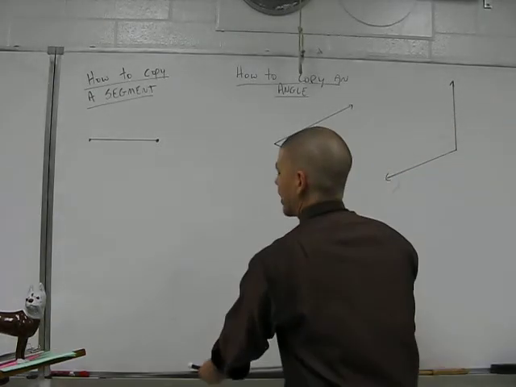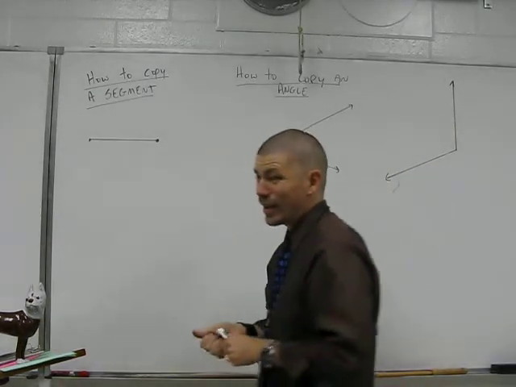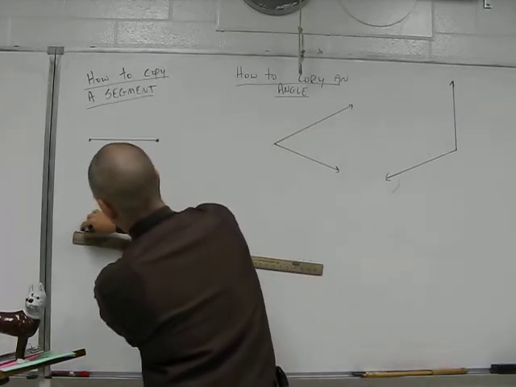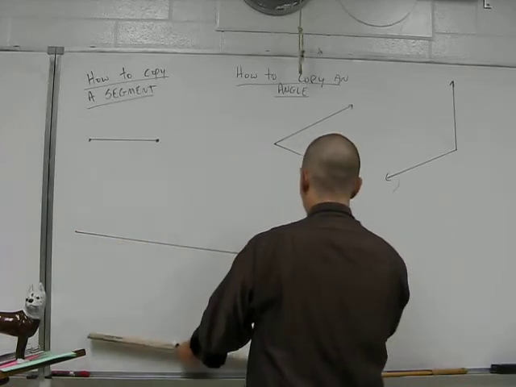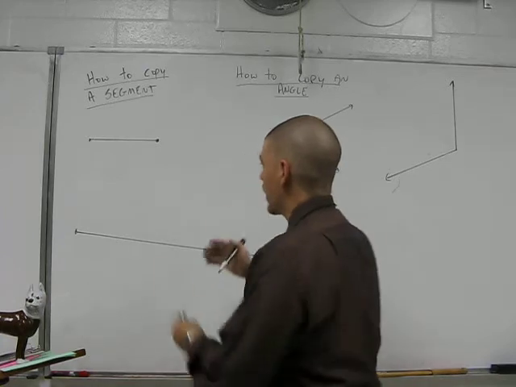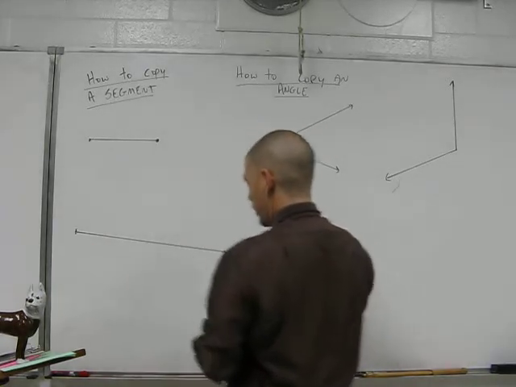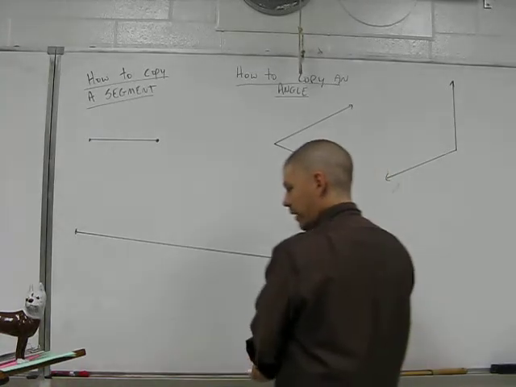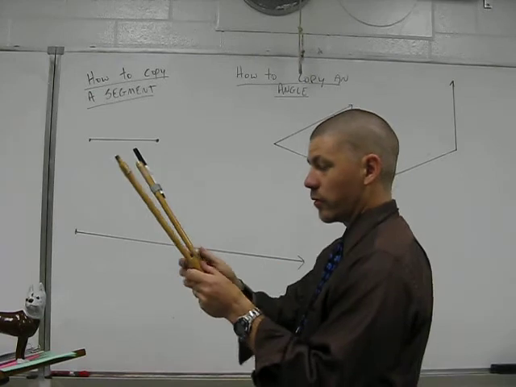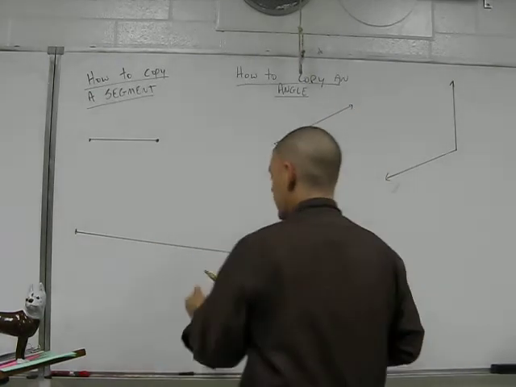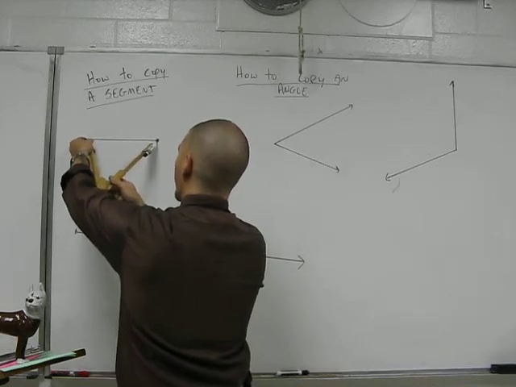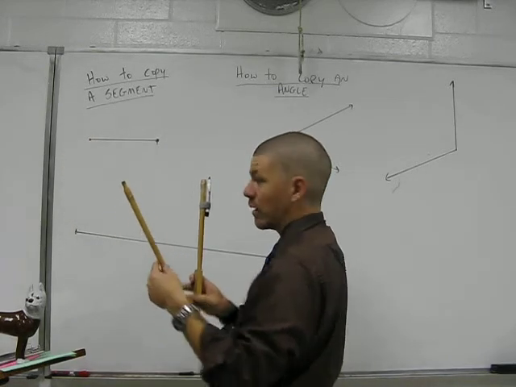So I'm going to figure out how to copy a segment. Easy! This segment is going to be copied down here somewhere, so I need to know that exact length. What I do is I take my compass and set it from endpoint to endpoint. And I know that that measurement right there is my segment.